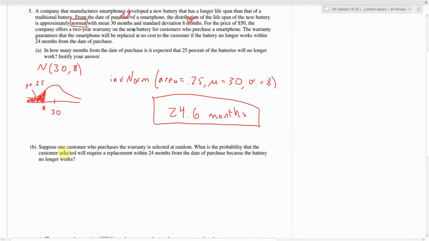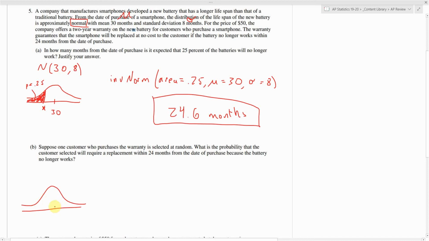Moving on to part B, it says suppose one customer who purchases a warranty is selected at random. What is the probability that the customer selected will require a replacement within 24 months from the date of purchase because the battery no longer works? So this is a similar kind of question, but reversed. Now they're saying 24 months is the cutoff for the warranty. So what's the probability, or what percentage of batteries won't last 24 months or will last less than 24 months? So we can say, all right, let's draw our normal curve again.